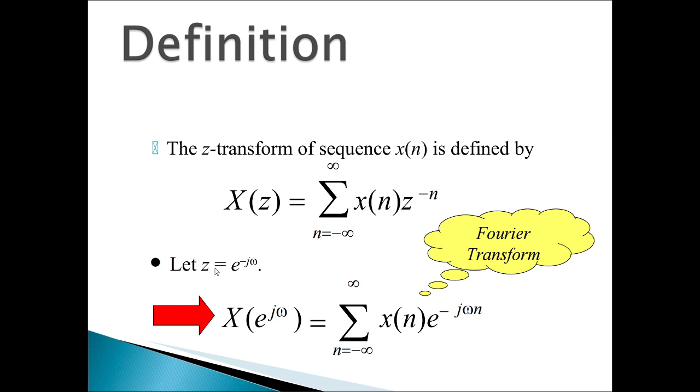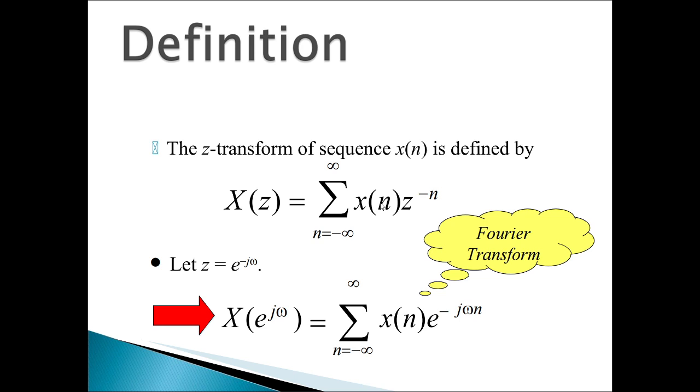Let z equal to e to the power of j omega, so that I can write X of e to the power of j omega is equal to sigma n equals minus infinity to plus infinity x of n e to the power of minus j omega n. This is the standard definition for the Z transform. Here X of z is the Z transform of x of n.